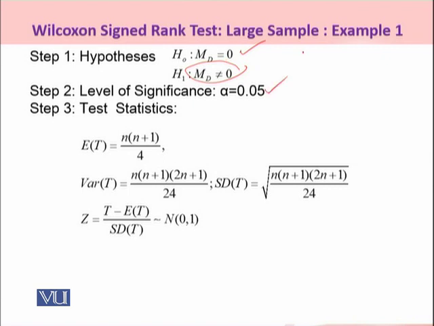The test statistic would be to calculate the expected value of T and the standard deviation of T. Now the expected value of T, or the mean of T, is equal to n into n plus 1 by 4, whereas the standard deviation of T is n into n plus 1 into 2n plus 1 divided by 24. Taking its positive square root will give the standard deviation of T. The next thing we need to do is to construct the Z. That is a standard normal variable which follows the normal distribution with 0 mean and standard deviation 1. So Z may be formulated as T, which is the test statistic, minus its mean divided by its standard deviation.